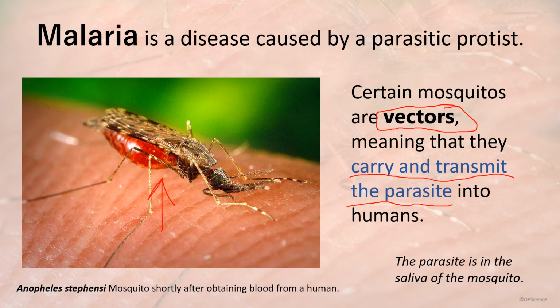And I don't have a spot on your notes for you that already has this. So I'm going to want you to pause the video right here and go ahead underneath malaria and write down the word vector. And then go ahead and define that. That is an organism that can carry and transmit the parasite into a human. Go ahead and do that right now.